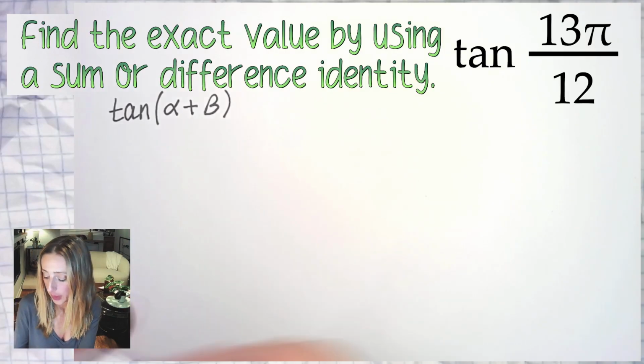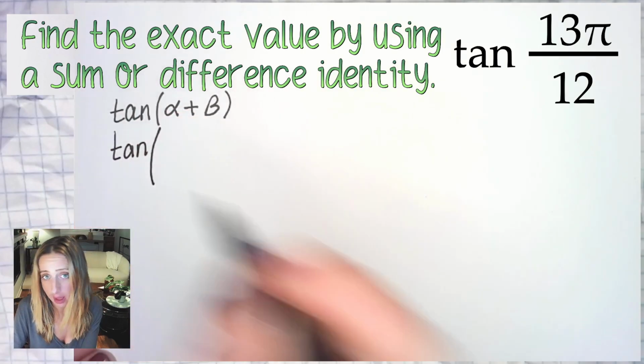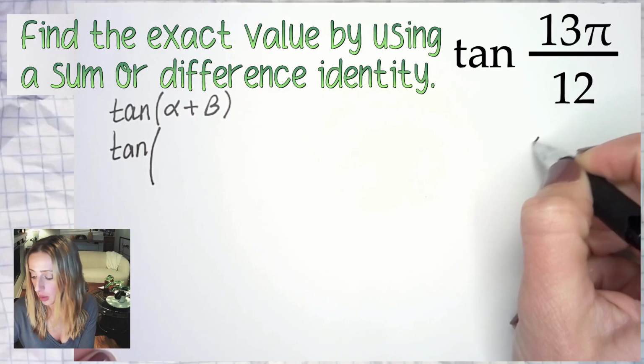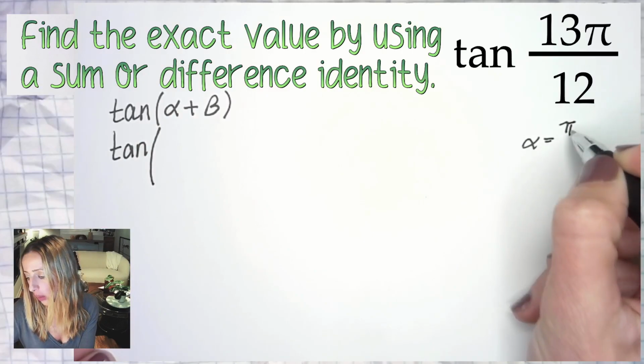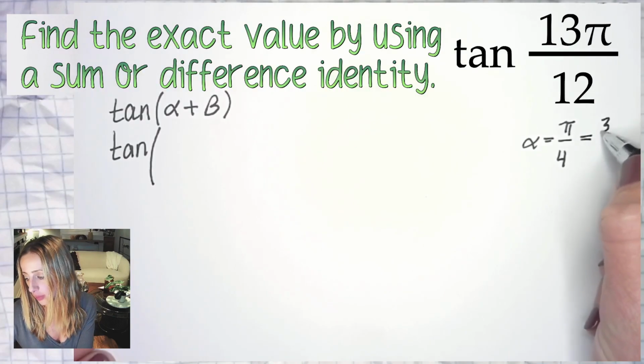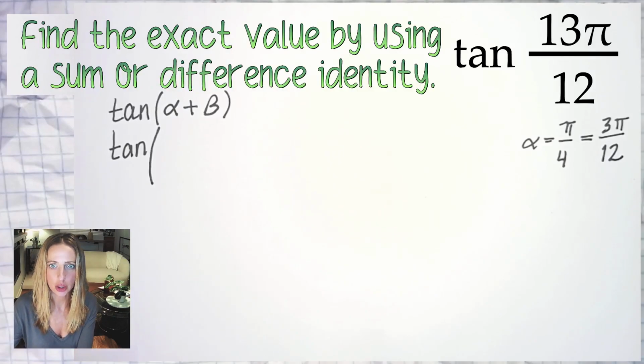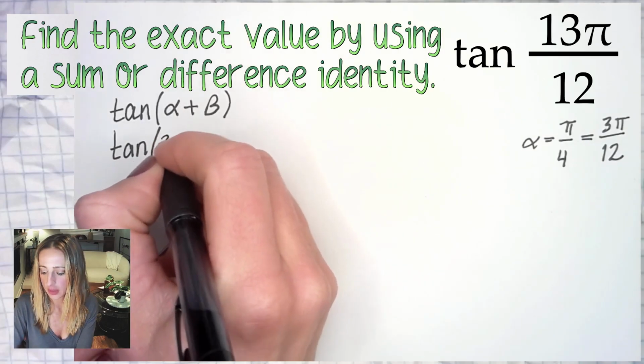So what am I going to do here? I'm going to start off by making my first angle alpha, which I'll mark here, pi over 4. However, I'm not going to write pi over 4. I'm going to write 3 pi over 12, because in order for me to add or subtract two angles and get a sum or a difference with 12 in the denominator, that's how I need to consider my angles, right? So 3 pi over 12 is going to be one of them.